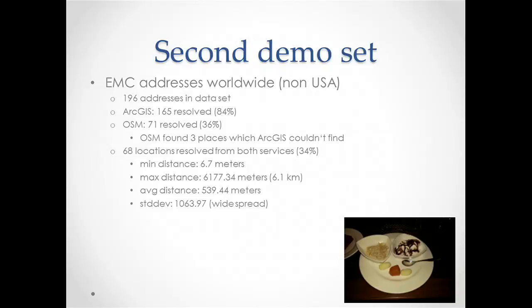Statistics. I could resolve 68 locations in both services. That's about 34%. The minimum distance I got in a result set was 6.7 meters, which is pretty close. Maximum distance I got was more than 6 kilometers, between what ArcGIS and what OpenStreetMap returned as geocoordinates. And 6 kilometers is, well, too much. The mean average is 540 meters, which is also way too high to actually depend on this result set.